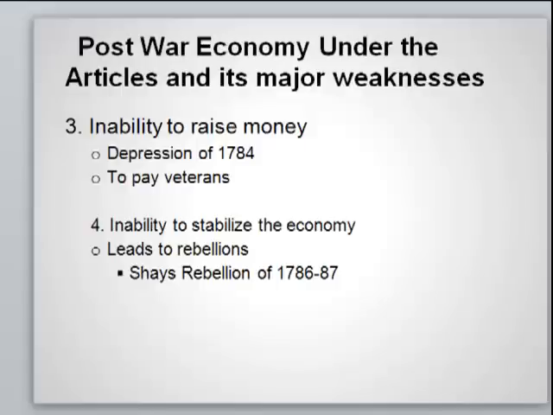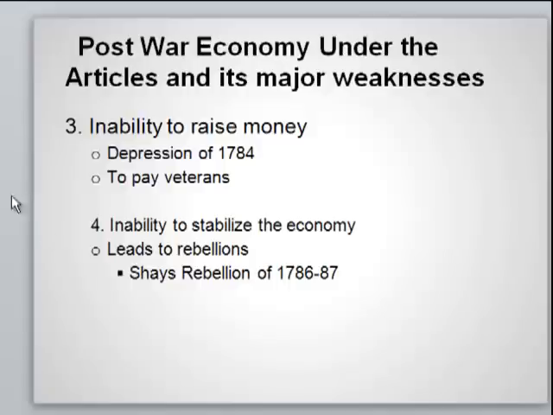Also, the depression made the states stingier than ever about meeting the financial requests of the central government. So this is going to lead straight to rebellions. When the central government needed money from the states, it had to ask for it through requests called requisitions. If a state refused to pay the requisition for some reason, like New Jersey did in February of 1786, the government was powerless to do anything about it. Thus, the central government's inability to enforce its laws or decisions is considered another major weakness under the Articles of Confederation. So this is all going to lead to Shays' Rebellion.